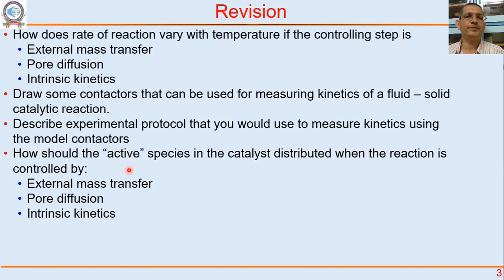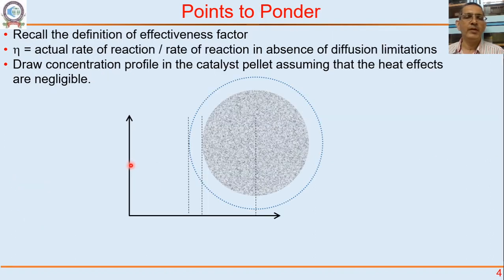Then go forward. So recall the definition of effectiveness factor. Effectiveness factor is actual rate of reaction divided by rate of reaction in absence of diffusion limitation. So draw the concentration profile in a catalyst pellet assuming that heat effects are negligible. Heat effects are negligible means temperature is constant everywhere inside the catalyst. Pause and draw.